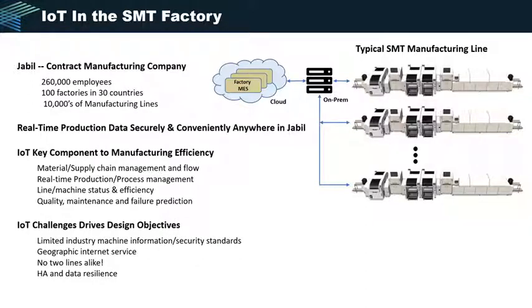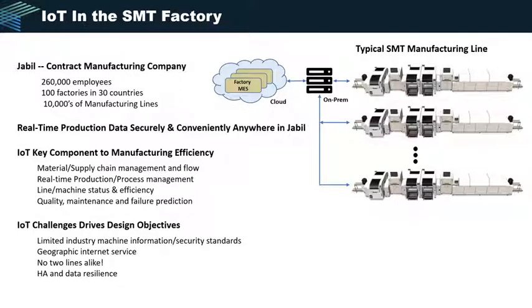Another big issue is no two lines in Jabil look alike. Every line is different. We're a contract manufacturer. We have thousands of customers. We're building tens of thousands of different products. So each line is customized for that particular customer's product and how we build it. So the configuration, the way they look, how they're set up, the types of machines, the organization of the line, everything is different. We have to take that into account in our overall solution.